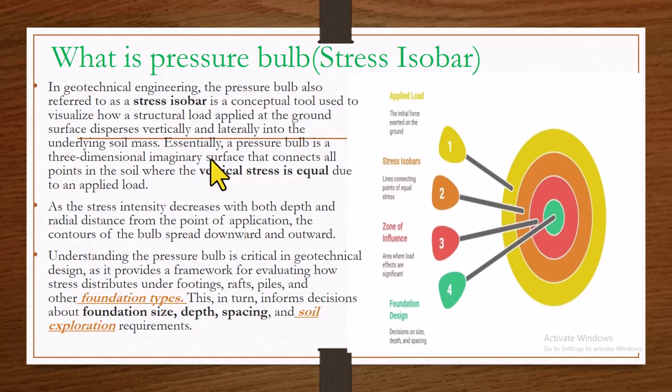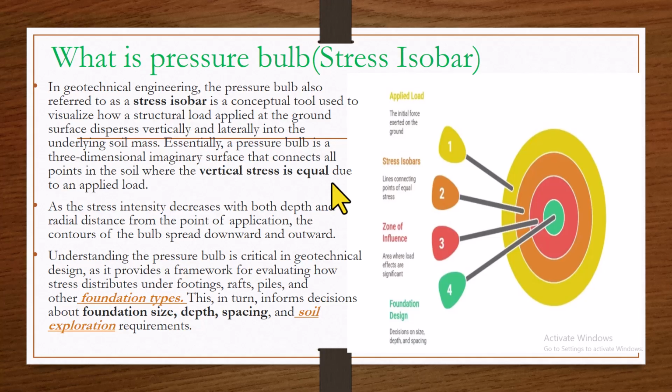Okay, so essentially a pressure bulb is a three-dimensional imaginary surface that connects all points in the soil where the vertical stress is equal due to an applied load. So we have explained that it is a diagram that actually shows the soils that have been affected by the applied load. And it means that each isobar line has equal stress.